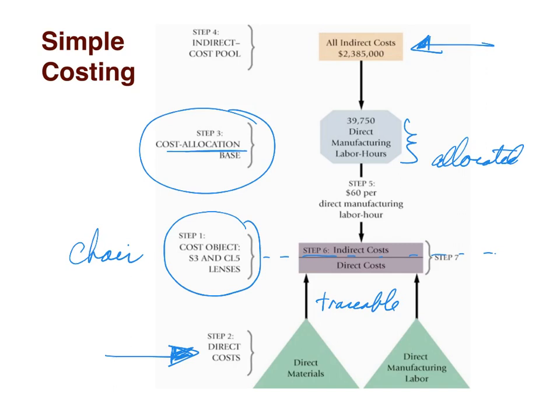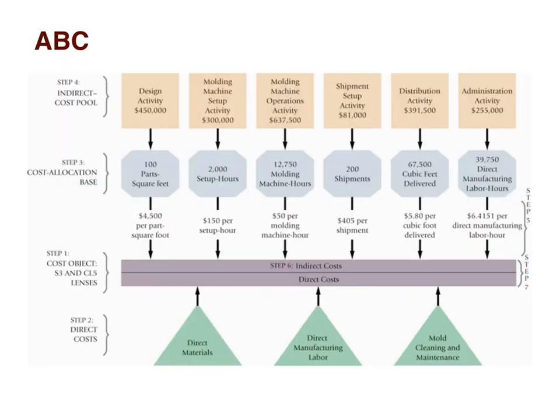So just to recap, remember simple costing, we allocate one rate. In this case, we had one allocation base, and that was direct labor hours. So we're going to end up with one rate that we're going to allocate all of our overhead costs to. So that differs from activity-based costing, because in activity-based costing, we're going to have multiple rates.